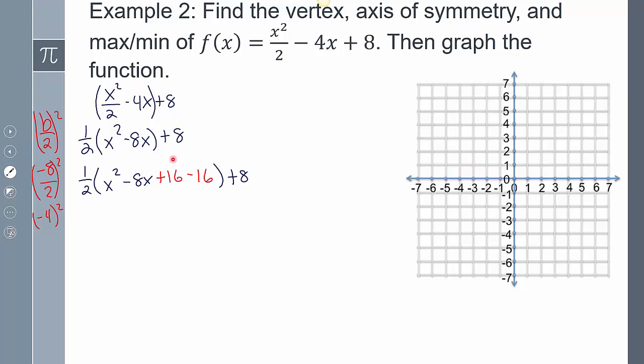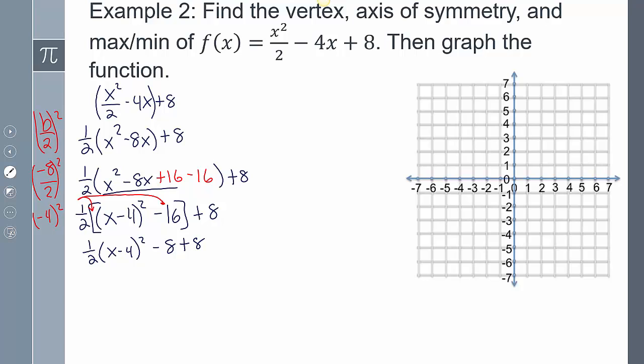Now using the shortcut, this factors into this x minus 4. That minus 16 is still there, and I still have this plus 8. All I did was change my parentheses into brackets to make it easier to visualize. Now I have to distribute this 1/2 to both of these. So 1/2 times this is just 1/2 times x minus 4 squared. 1/2 times negative 16 is negative 8. And so now this negative 8 and this positive 8 add together and disappear into 0. So now I just have this 1/2 times x minus 4 squared.